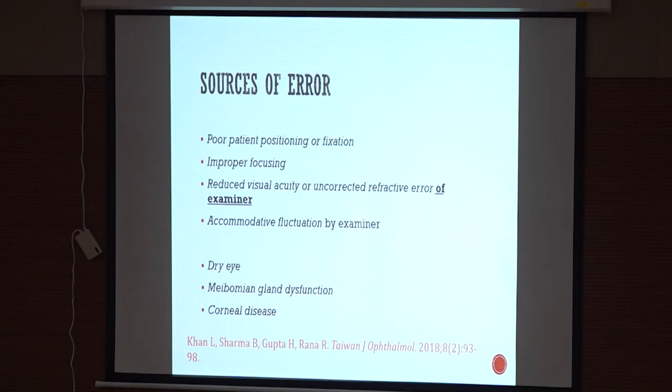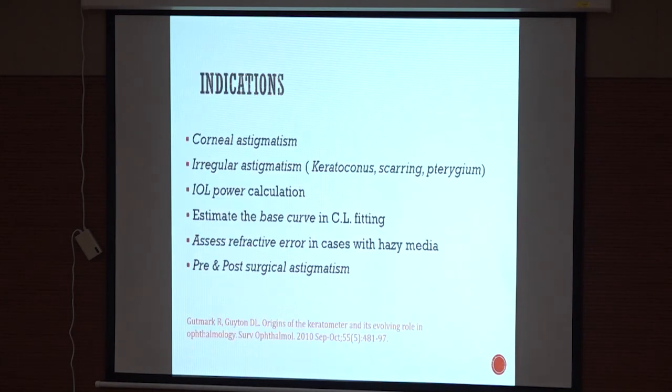So the sources of error while taking any keratometry readings would be poor patient positioning or fixation, or it can be examiner related, where the examiner himself has a reduced visual acuity, uncorrected refractive error, or accommodative fluctuation. That would again lead to improper focusing of the mires and hence improper reading. Also, the presence of ocular surface abnormalities in the form of dry eye, meibomian gland disease, and corneal diseases like dystrophies and opacities would also lead to erroneous readings.